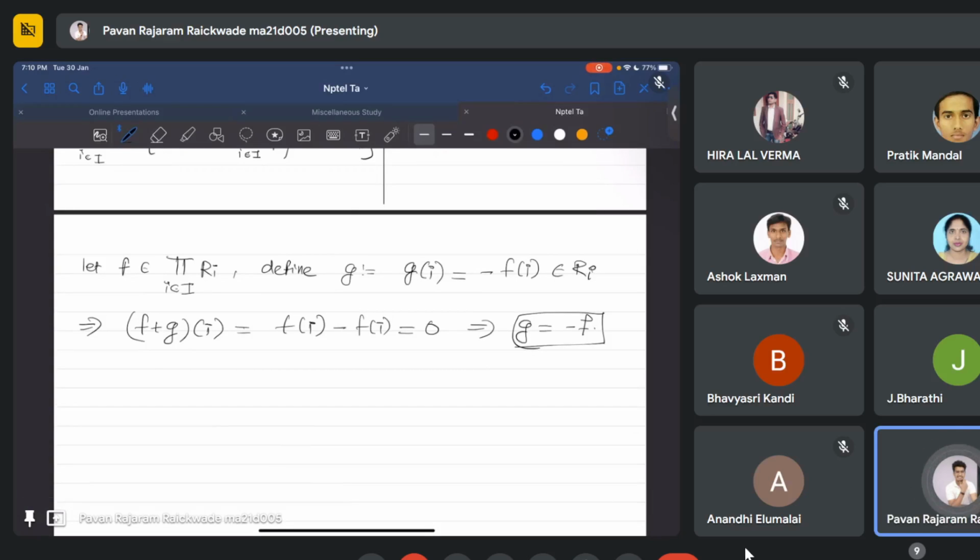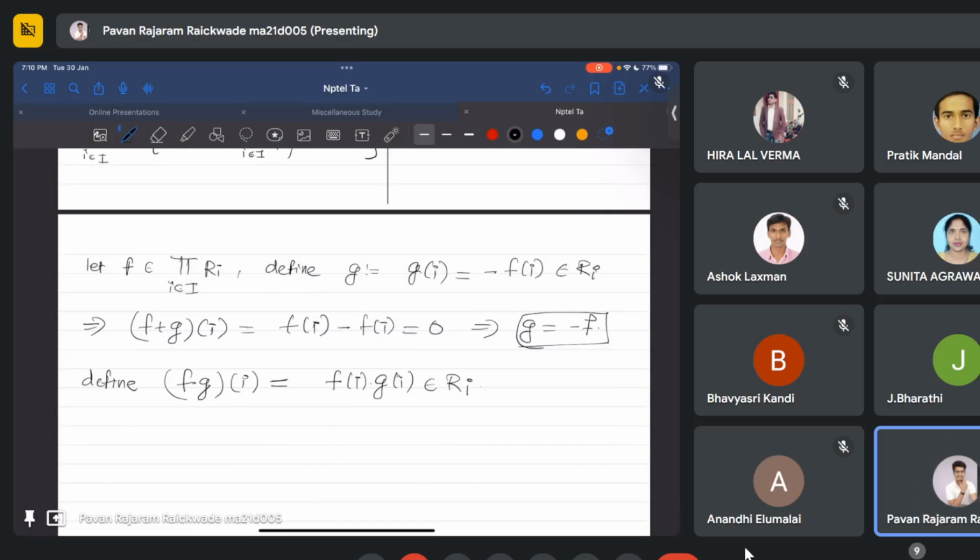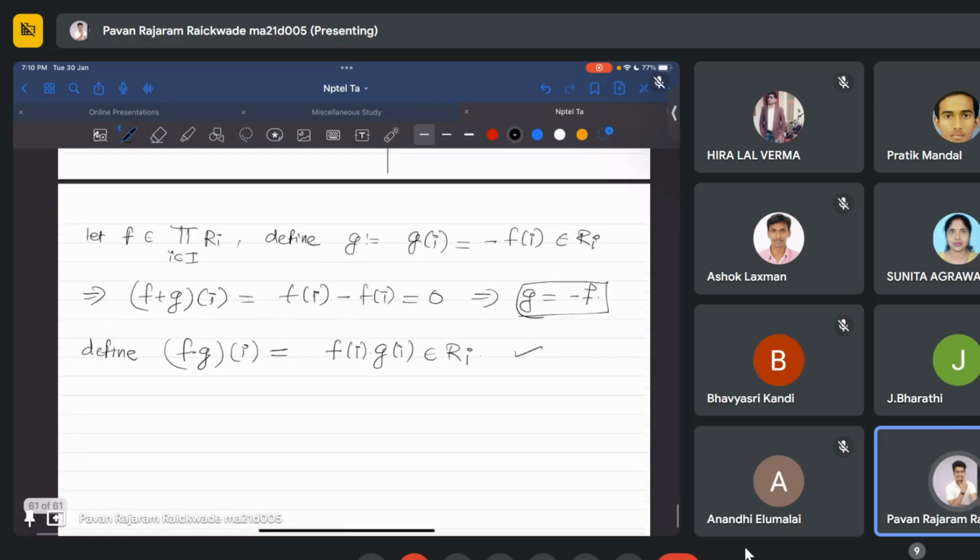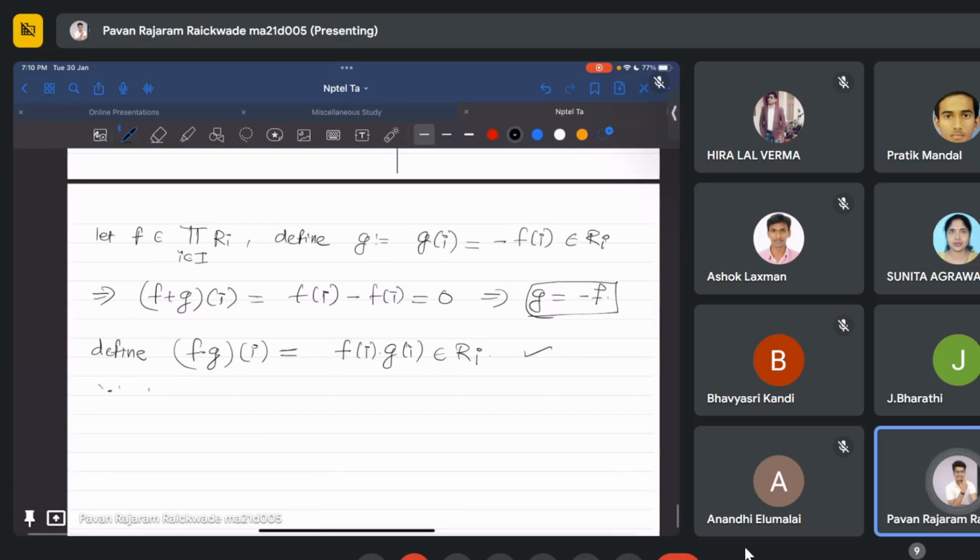I haven't defined what the multiplication is; this is right now a group. So now define the product as (f · g) at any element i is the component-based product f(i) · g(i). Since f(i) is in Ri and g(i) is in Ri, their product will be in Ri, because Ri is a ring. This is a well-defined product, and you can easily verify that this product is associative, since in each ring Ri the product is associative.